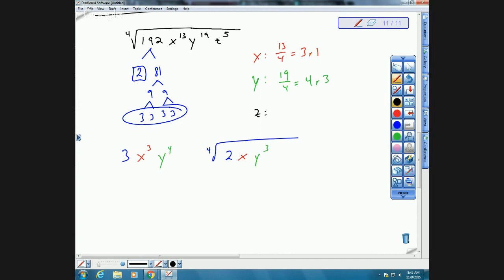And my z's, how many groups are there inside of 5? 1 with the remainder of 1. So 1 group breaks out and 1 stays in.